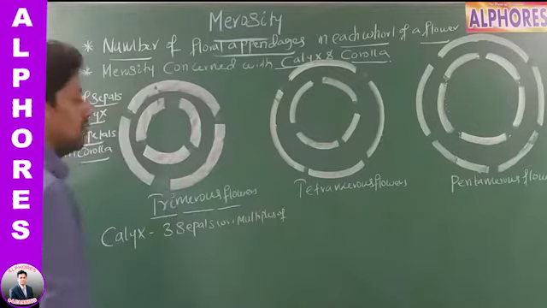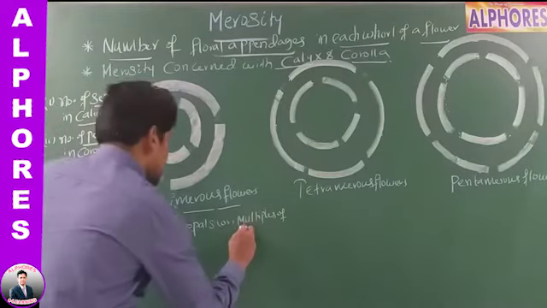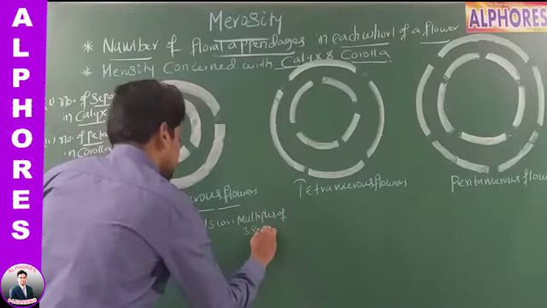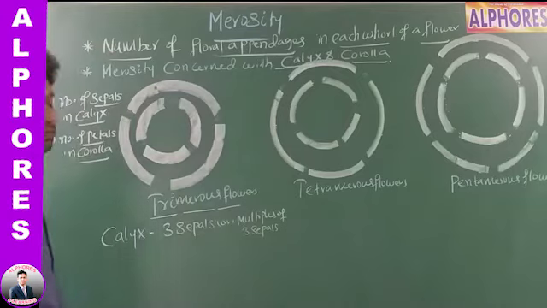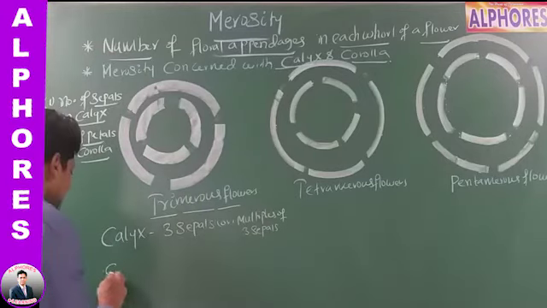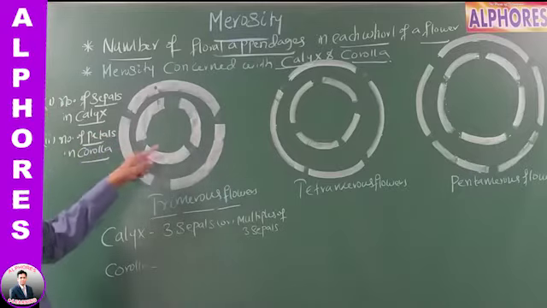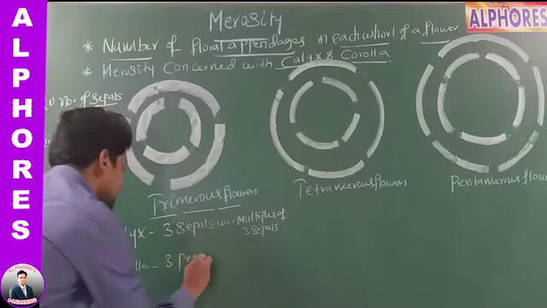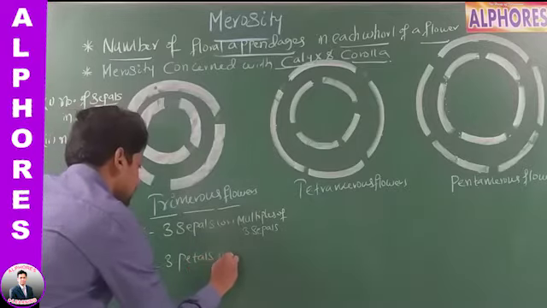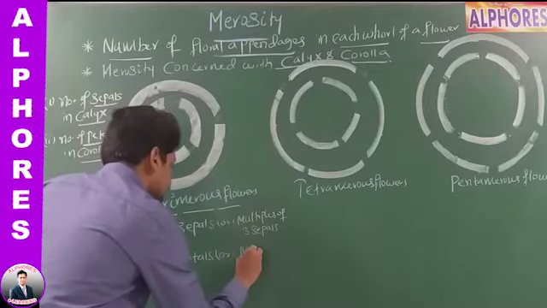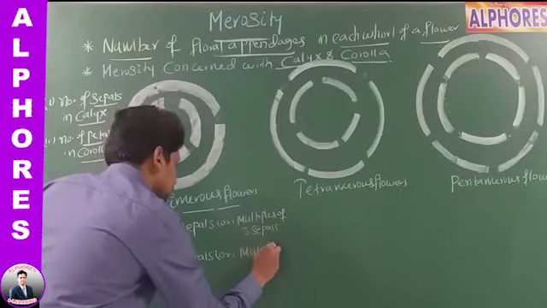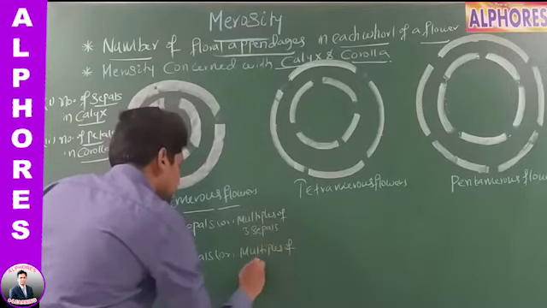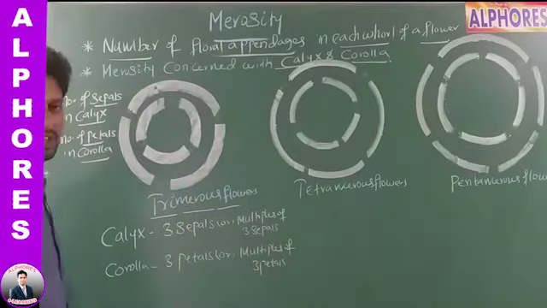Multiples of what, sir? Multiples of 3 sepals. Is it okay? Right. Whereas corolla. See the diagram? Corolla is having how many petals, sir? 3 petals. Therefore, corolla with how many petals? 3 petals or multiples of 3 petals. Is this statement okay?